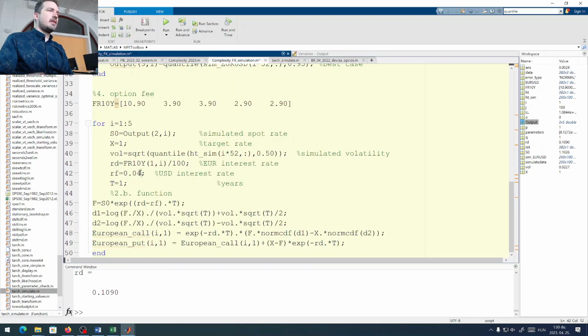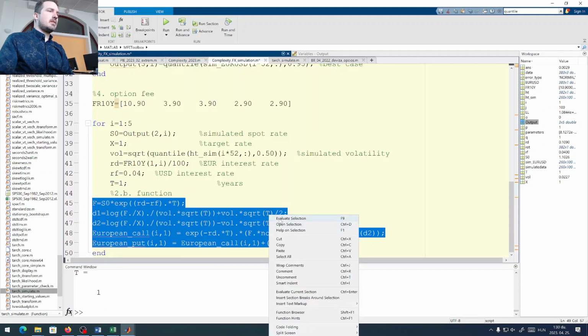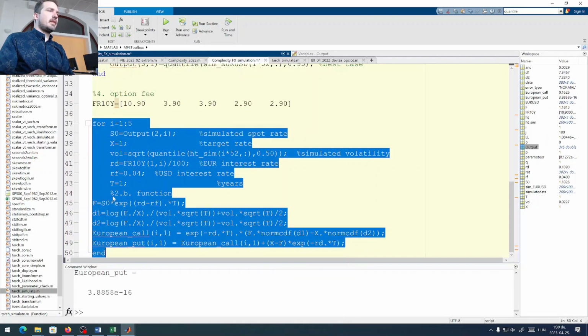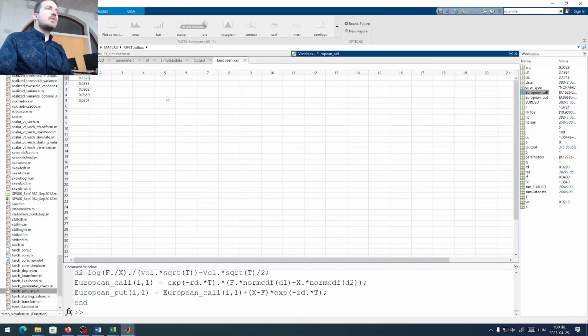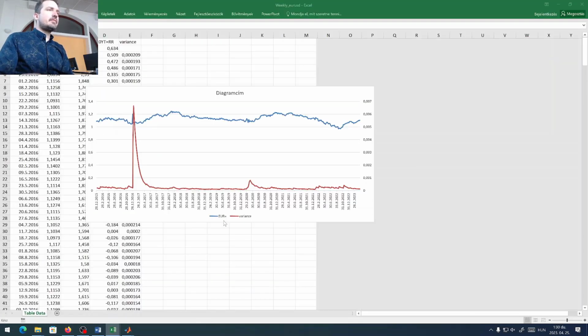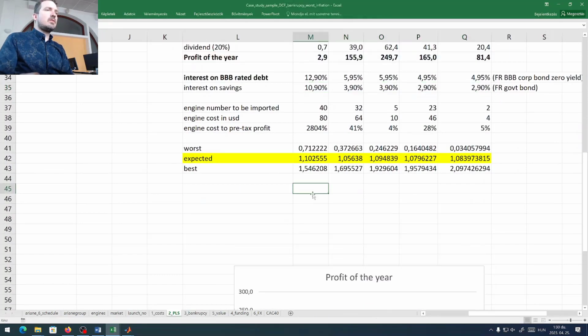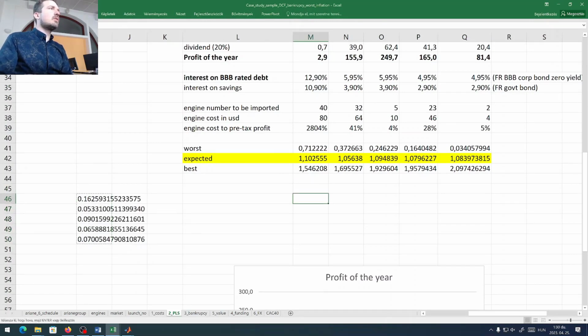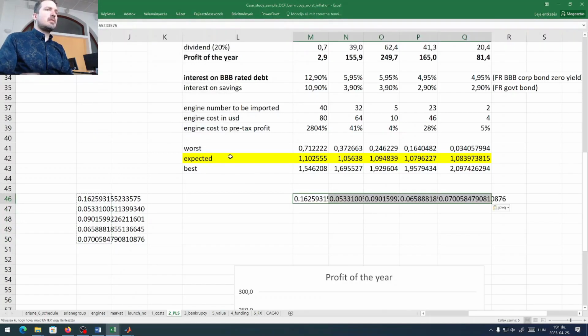Good, good. Then after that it should be okay. Okay, so we are able to run this one, and then we have the call option fees. I would like to transpose them.